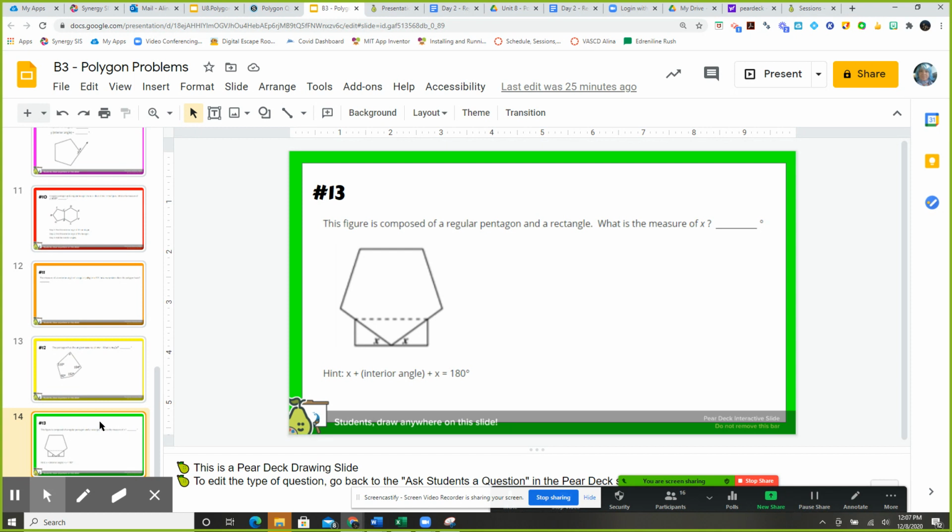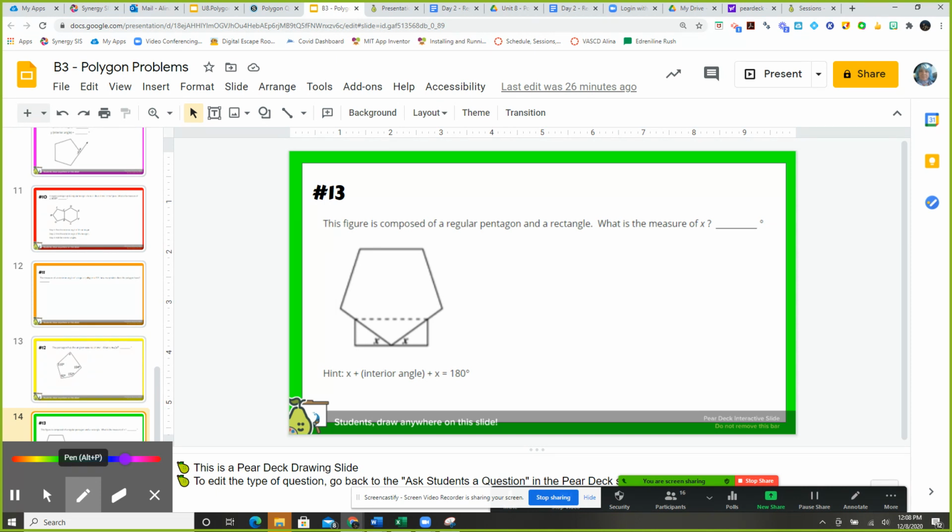So question number 13, a figure is composed of a regular pentagon and a rectangle. What is the measure of angle X? If you think about our pentagons that we made, instead of having the exterior angle come straight off the end, the exterior angle is divided in half. Got half the exterior angle on the left side and half the exterior angle on the right side. So how would I calculate X? What would we have to do there? I'd have to find what?